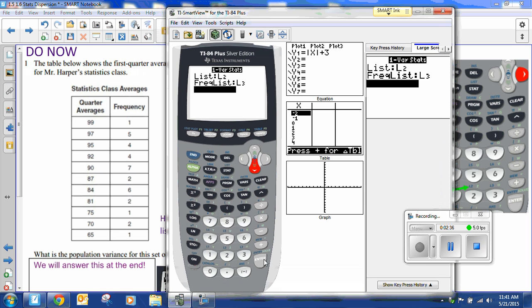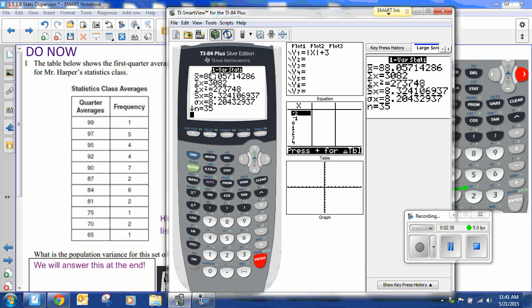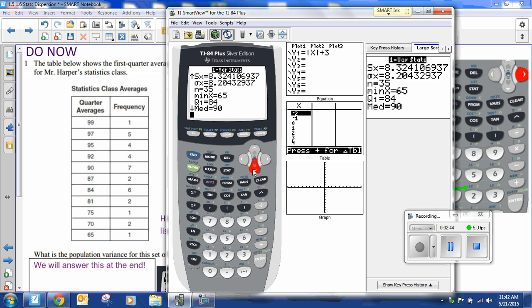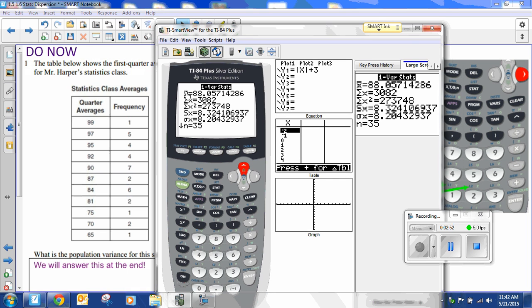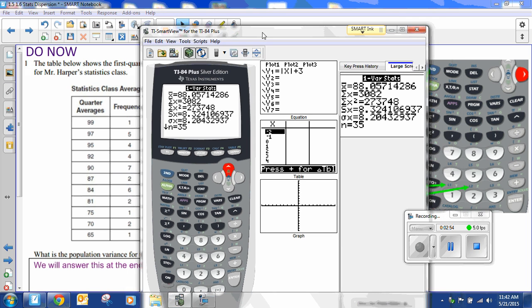All right, let's calculate, and we end up with several statistics here. You scroll down, you can see it ends right here with the maximum X value of 99, and back up here we have our X bar, or our mean, of 88.